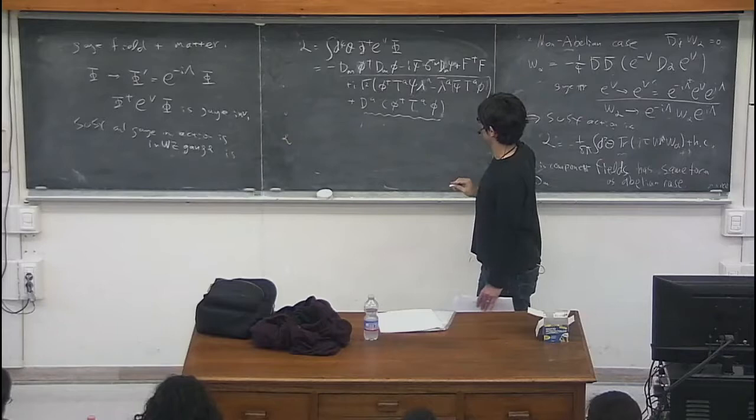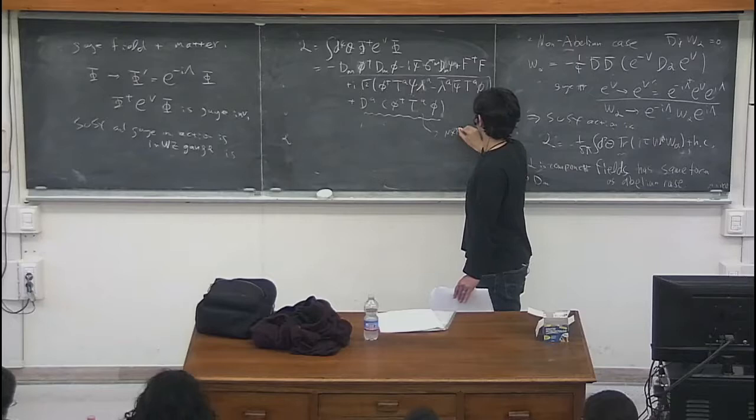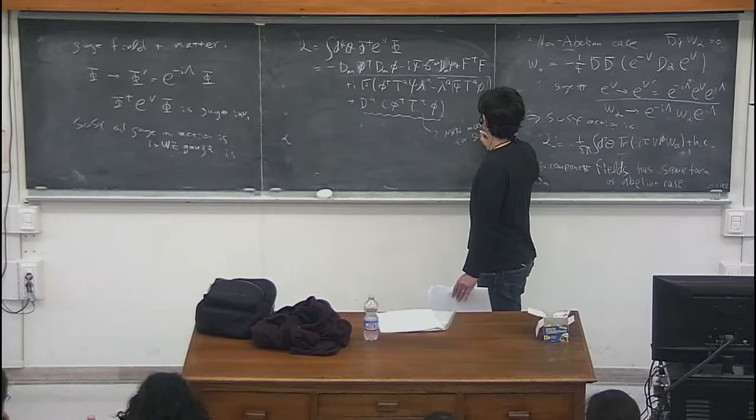So T^A is like, for the SU(N) case, n by n matrices, SU(N) or something like that.